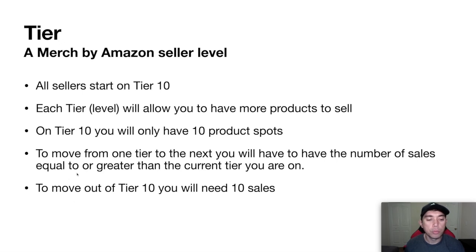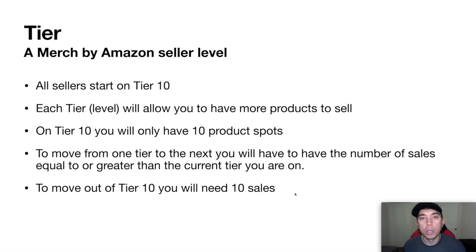To move from one tier, so one level, to the next, you'll need sales equal to or greater than the current tier you're on. So if you're on tier 10, you need to sell 10 products. You can either buy those 10 products yourself, or sell one of each, or sell 10 of one. It doesn't matter as long as you sell 10 of them and have uploaded 80%. I didn't put that in there, but you need at least 8 uploads. Then you'd move on to the next tier, which is 25, and the next one is 50, and so on. So to move out of tier 10, you'll need 10 sales. To move out of tier 25, you need 25 sales.